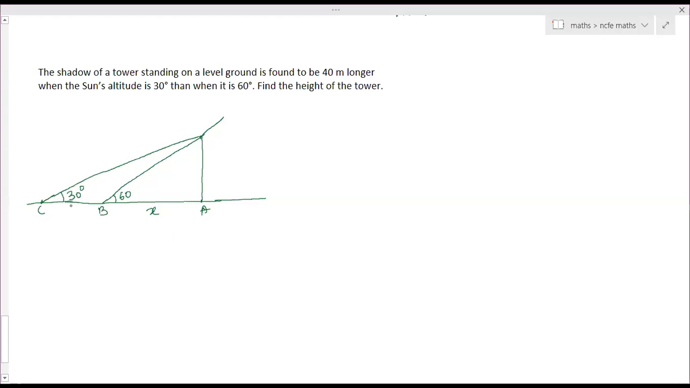This means this is the extra length, the extra shadow part that 30 degrees has. So this is 40 meters. So the value of BC will be 40. You have to calculate the height of the tower. So suppose it is P we are considering. So AP is the height of the tower, let us consider it as H meters.